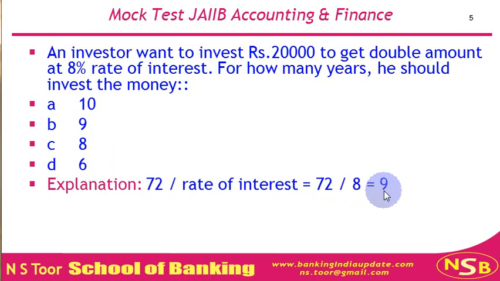Rule of 72 makes calculations on an approximate basis. For the rule of 72, we can calculate the period also. So 72 divided by the period will give us the rate of interest, and 72 divided by the rate of interest will give us the period.